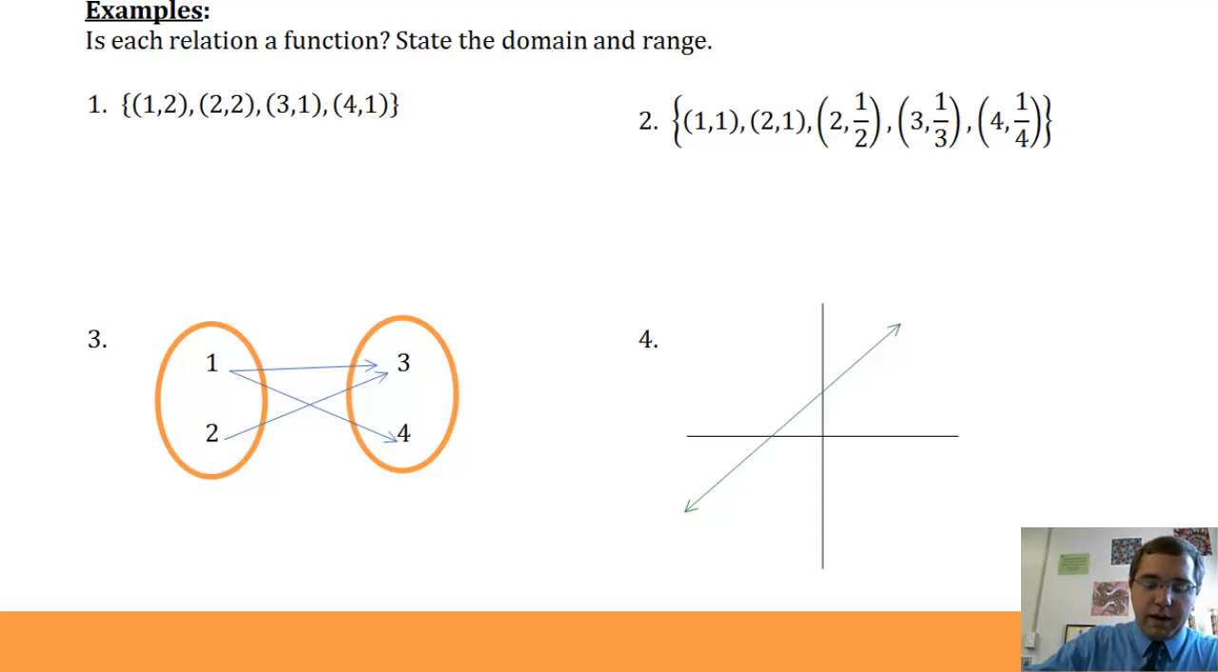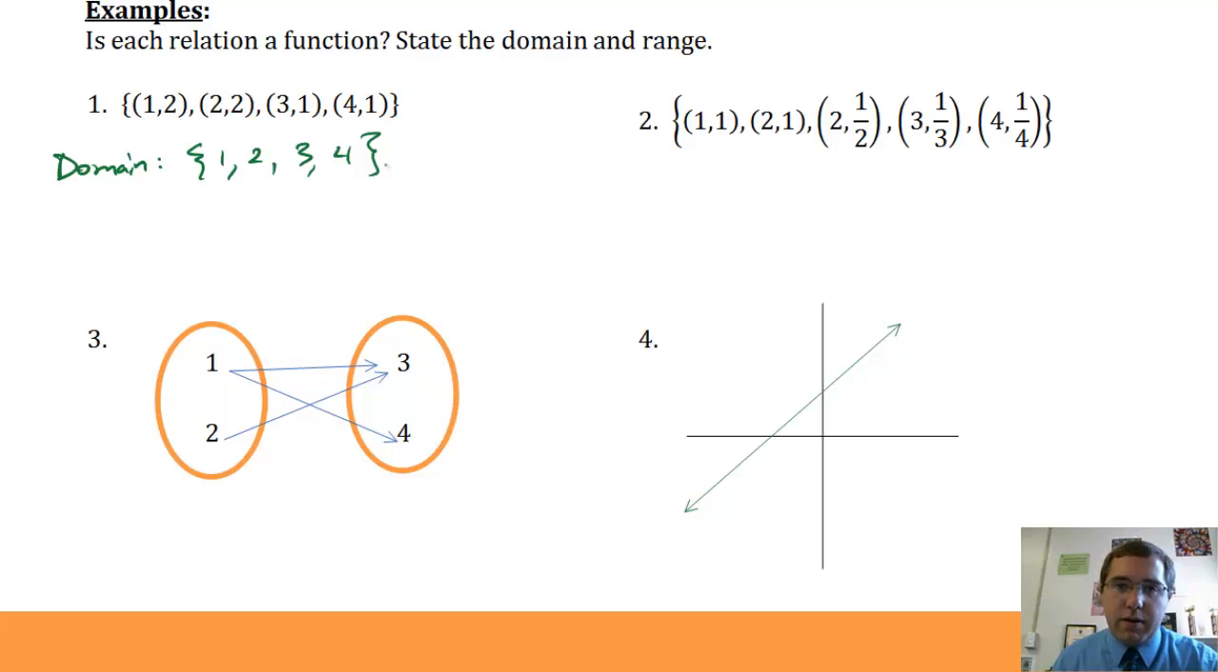So the items in our domain, we'll go ahead and state those. The domain is the set {1, 2, 3, 4}. Those are the first elements of every ordered pair there. So those are our values of X. Is each element in the domain mapped to something in the range? Well, yes, they're each part of an ordered pair, so they have a Y value that goes with it. Is there any element of the domain that has more than one thing mapped to it in the range? No. 1 only goes to 2, 2 only goes to 2, 3 only goes to 1, 4 only goes to 1.